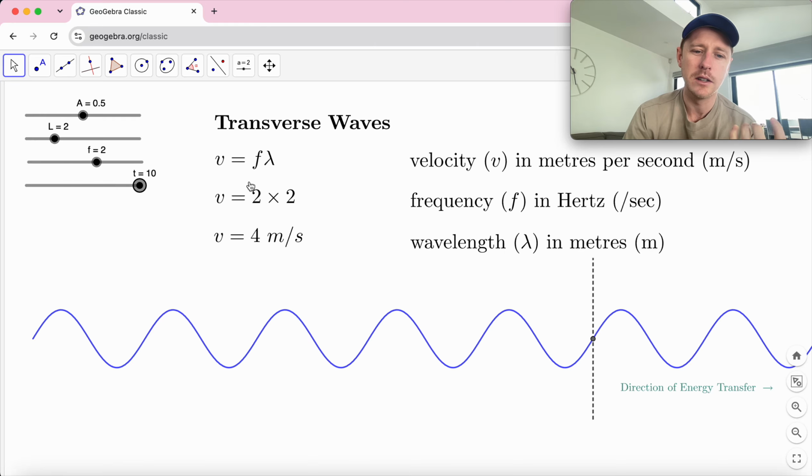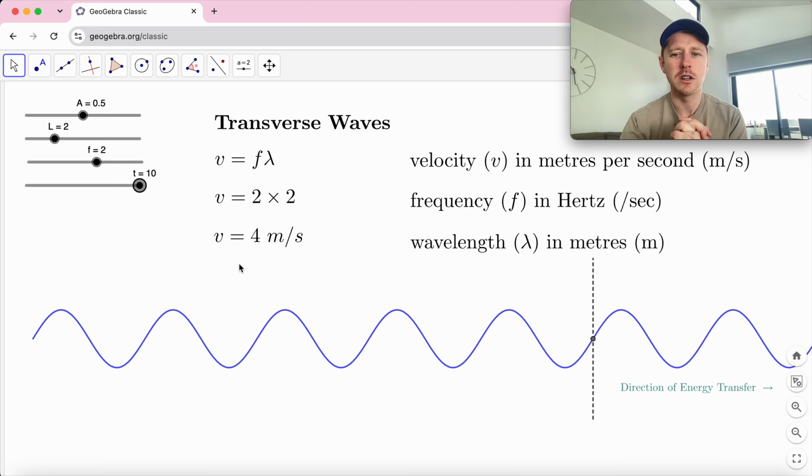And so when you're applying this wave equation, you get v = fλ. The velocity is going to be equal to the frequency, which is 2 at the moment, multiplied by the wavelength, which was also 2. So that tells us that our wave is traveling at 4 meters a second.